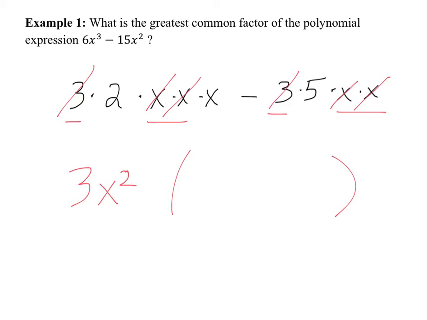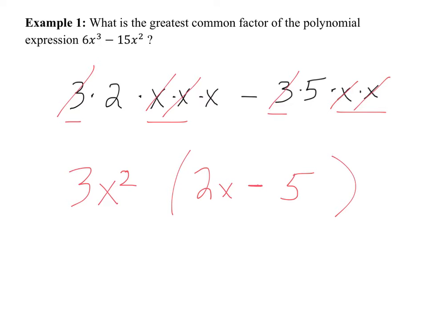Tell me, Mike, what's left over in this first term when I pull out 3x and x? I'm going to put a minus sign in the middle here. You could take out a negative 3x squared if you wanted to, but then it would make the first term negative. So I'm going to leave the first term as a positive leading coefficient, with a minus in the middle. Mike, what's left when I get rid of the 3, the x, and the x? 2x. And what's left on the other side? 5.